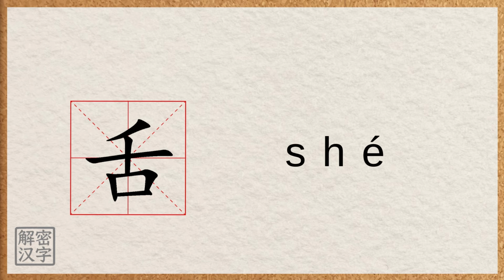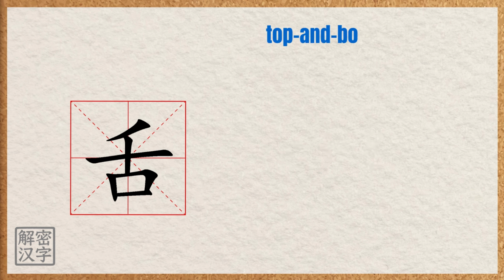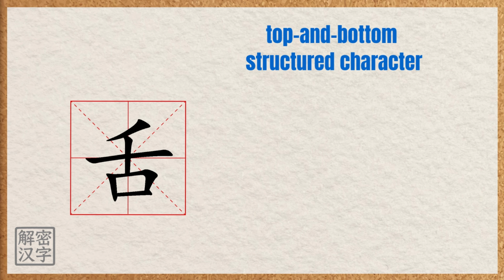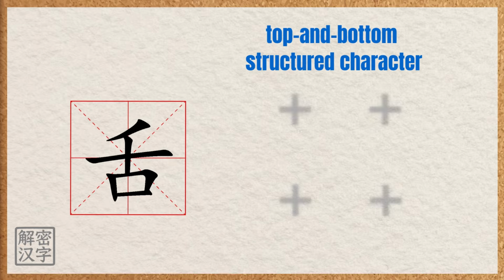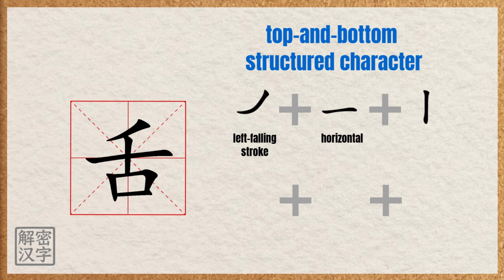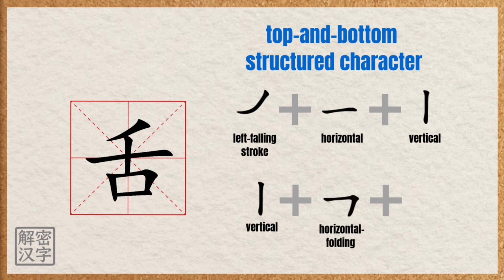舌, 舌, 舌. The character 舌 is made up of a top-bottom structure with 千 on top and 口 on the bottom. It consists of 6 strokes: left falling stroke, horizontal stroke, vertical stroke, vertical stroke, horizontal folding stroke, and horizontal stroke.